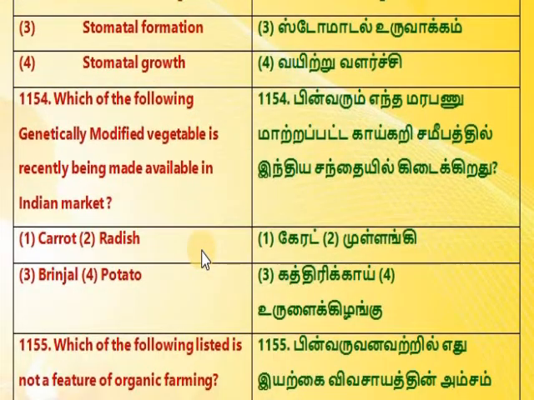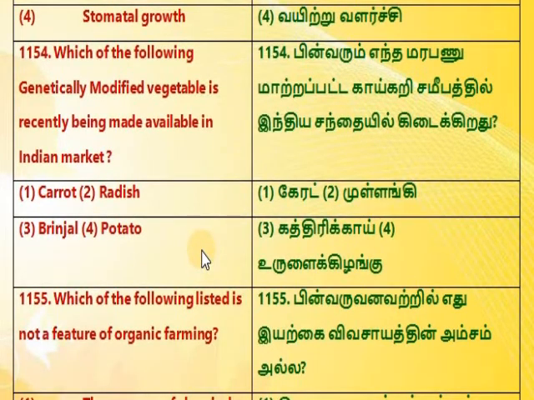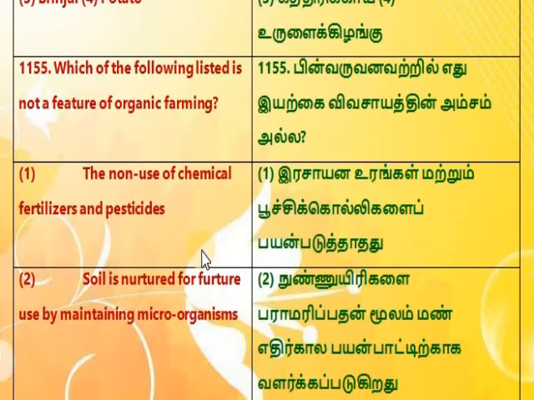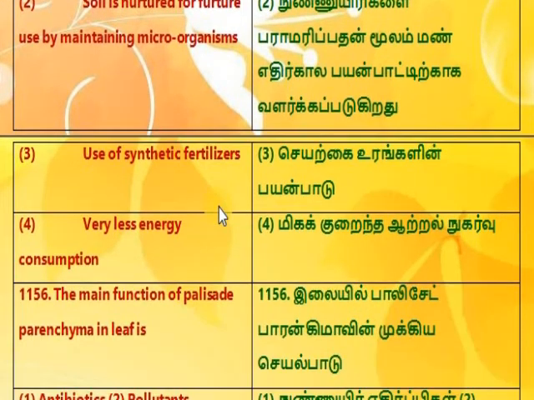1154 Which of the following genetically modified vegetable is recently being made available in Indian market? 1. Carrot, 2. Radish, 3. Brinjal, 4. Potato. 1155 Which of the following listed is not a feature of organic farming? 1. The non-use of chemical fertilizers and pesticides. 2. Soil is nurtured for future use by maintaining microorganisms. 3. Use of synthetic fertilizers. 4. Very less energy consumption.